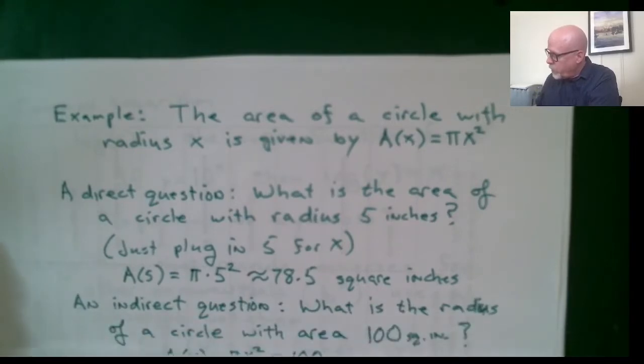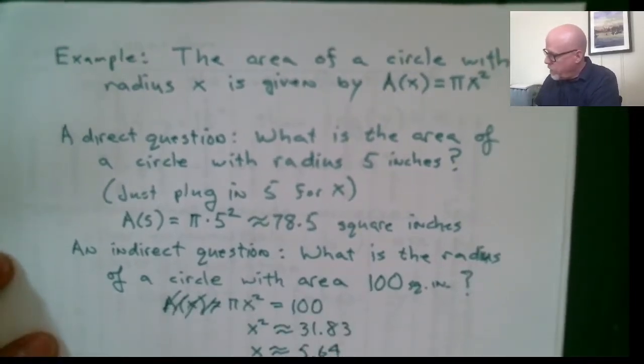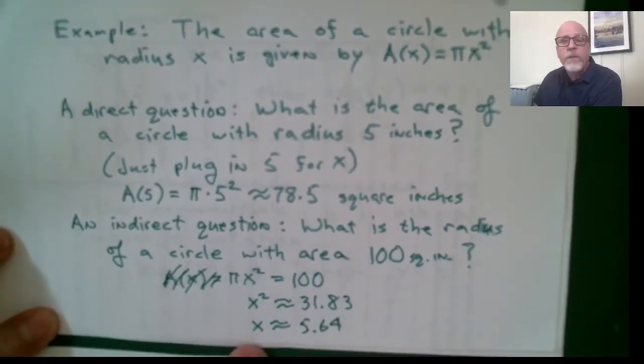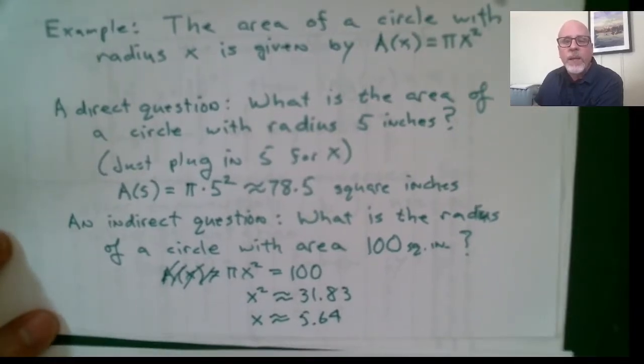So here's a typical indirect question. It's asking you to figure out what the radius would be that would give you a circle of area that's known. In this case, I said 100 square inches. So what you have to do is first set up an equation. Now, where I wrote A of x equals, that part is normally skipped over. You just write the formula for whatever the thing is you're interested in, and then it becomes pi times x squared equals 100. Now, that gets us quickly to, just divide both sides by pi. So x squared is 31.83. And then finally, x is 5.64.